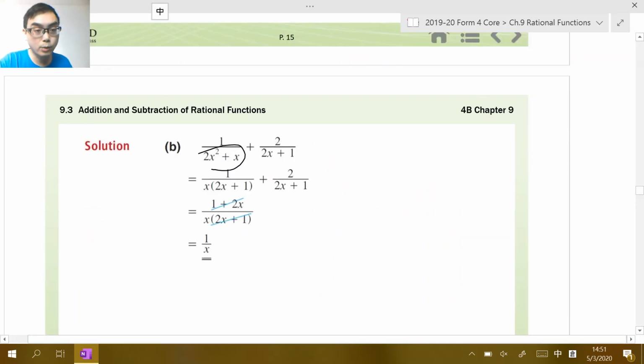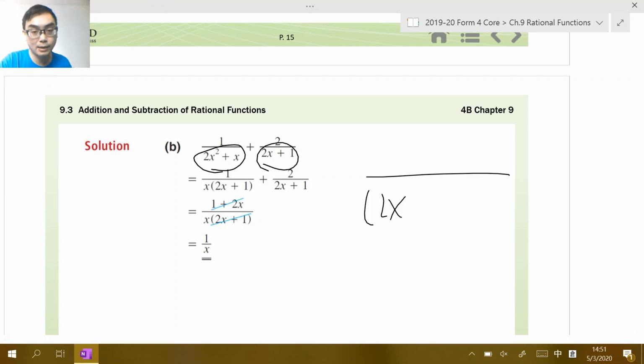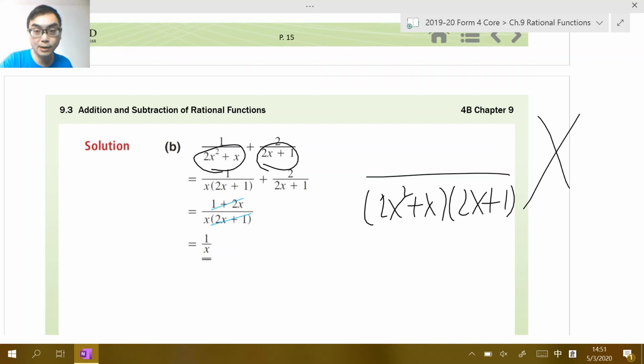you can see 2x squared plus x, this one is 2x plus 1. So can we just, like before, make this one 2x squared plus x, and then here you write 2x plus 1? No, never. No, never. Because if you do it this way, you make the denominator very, very big. It is not convenient for us to cancel.